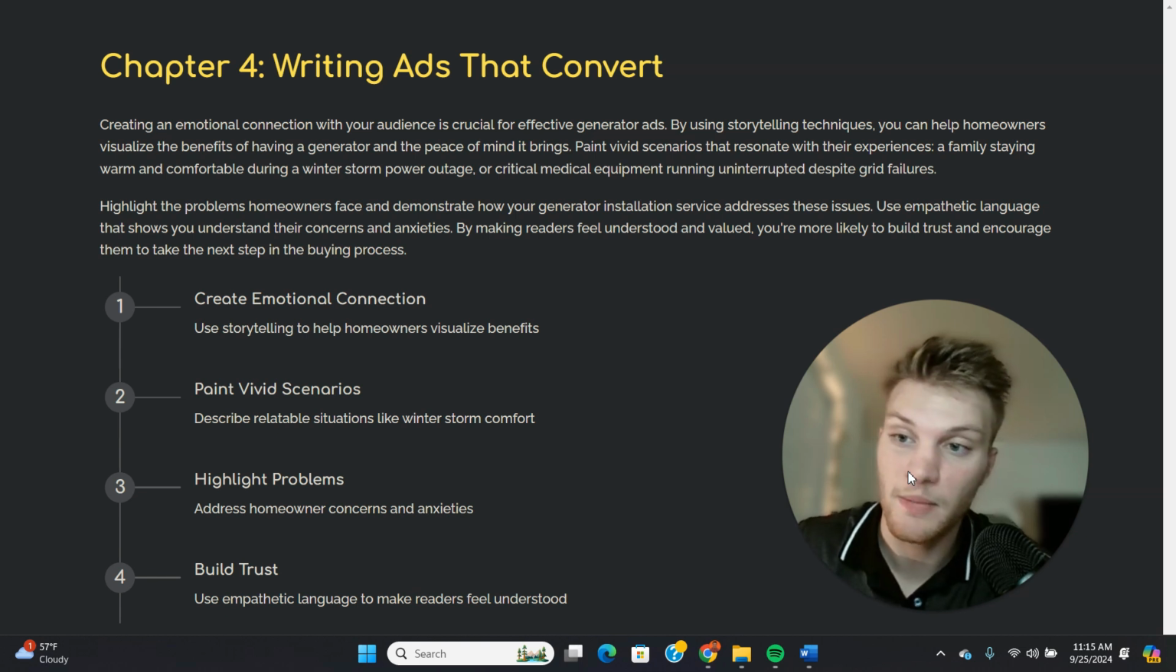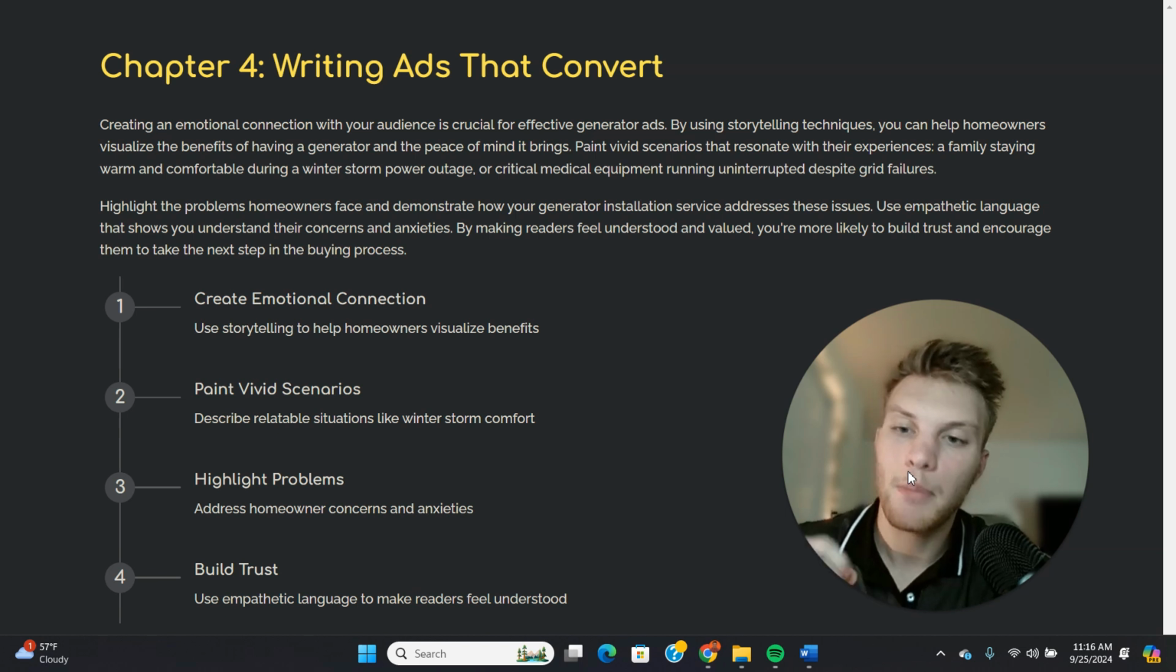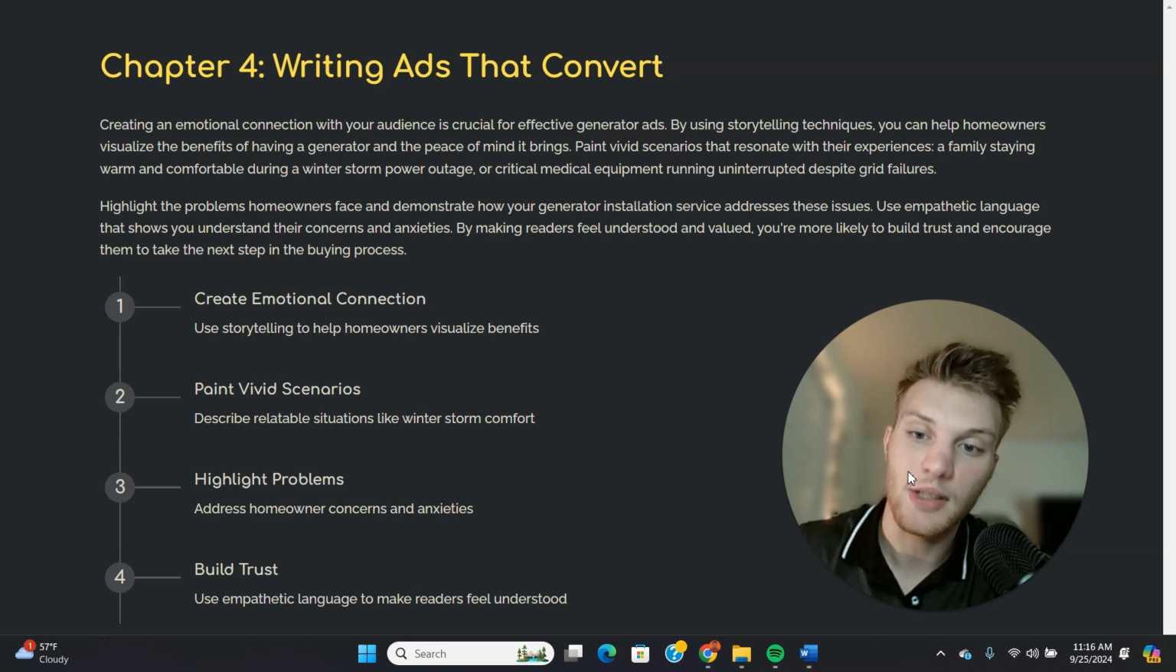What if your security system for your home wasn't working because there's a power outage and you and your family aren't safe? What if you're in an area where it gets super, super cold during the winter and you get a power outage and then you don't have any heating, right? Push on those pain points by painting vivid scenarios of what could happen if they don't solve this problem.